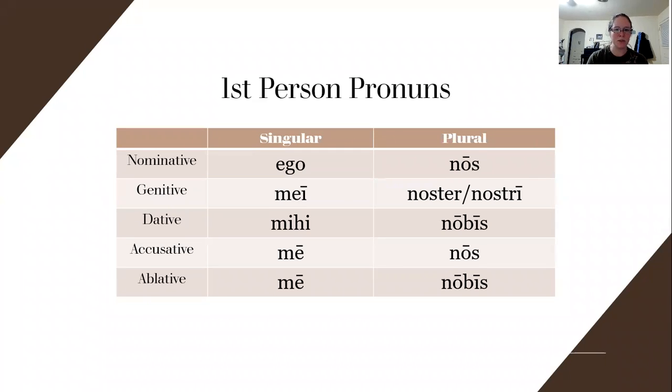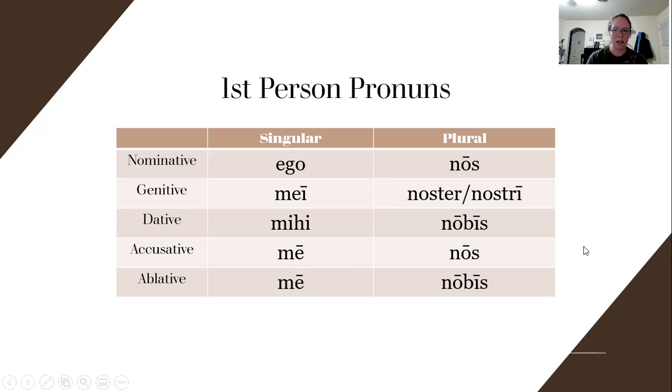So first person pronouns, please repeat after me. We have ego, mei, mihi, me, me. Repeat that first column again, singular. Ego, I, mei, my or mine, mihi, to or for me, me, accusative, me, and me, by, with, from me. Yes, me and me, accusative and ablative forms are both the same. That happens sometimes. You'll be able to easily tell based on the context of the surrounding sentences which one is intended.